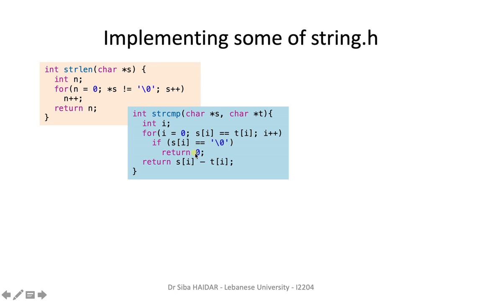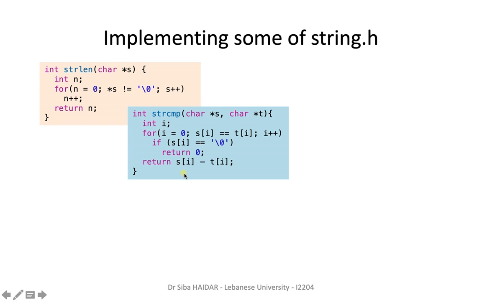you return 0. Otherwise, you have exited the for loop because s of I did not equal t of I, so you will return the character subtraction between s of I and t of I, which is negative if the first is less than the second or comes in alphabetical order before the second. So here notice we have declared I outside the loop in order to use it after the loop breaks.